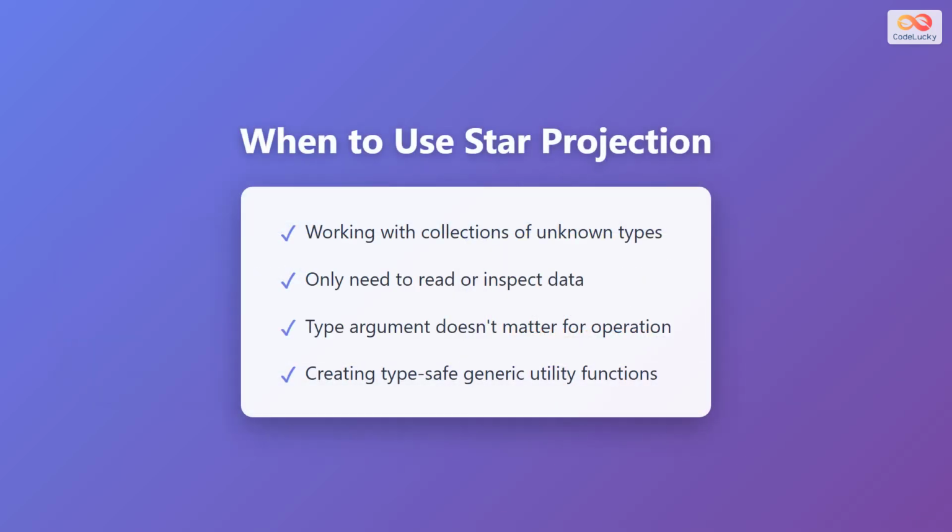Use star projection in four common scenarios. First, when working with collections of unknown types. Second, when you only need to read or inspect data without modifying it. Third, when the type argument doesn't matter for your operation. And fourth, when creating type-safe generic utility functions that work across different types. Star projection gives you flexibility while maintaining Kotlin's strong type safety guarantees.